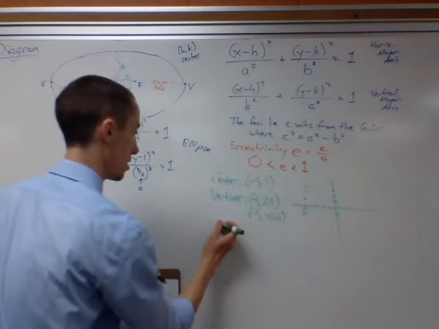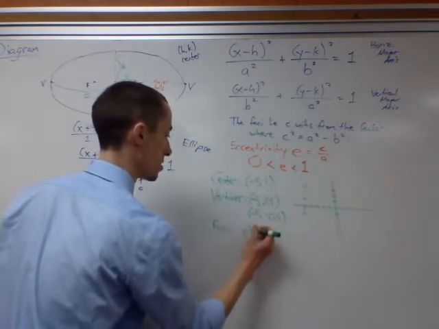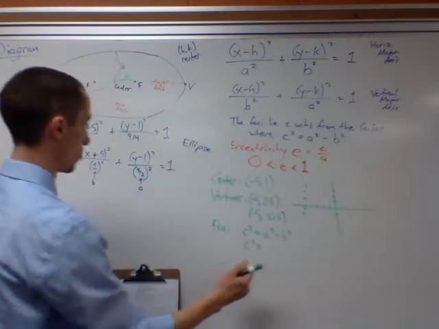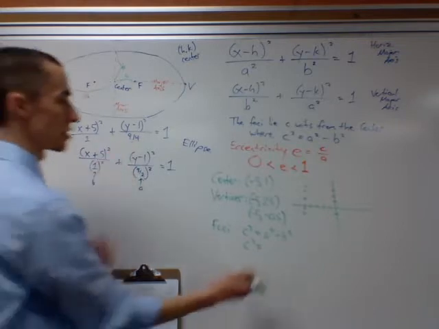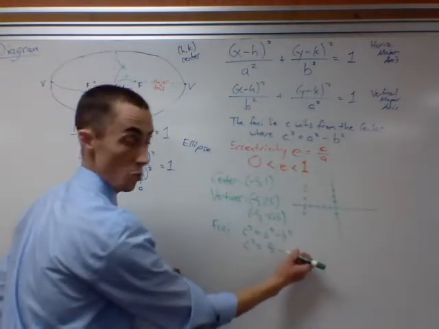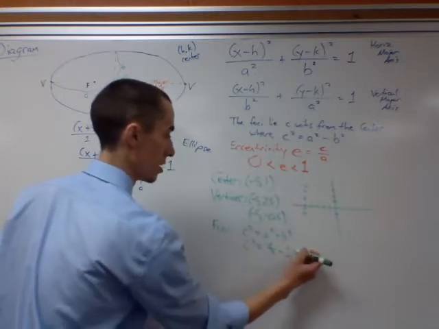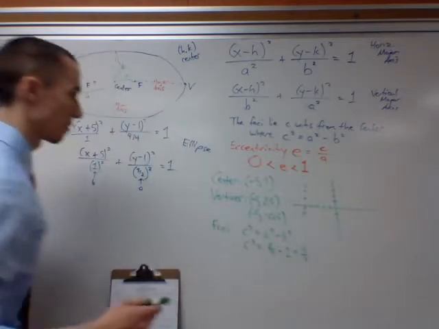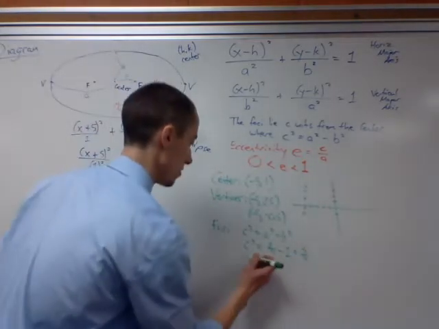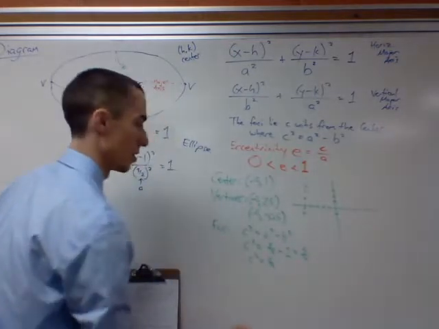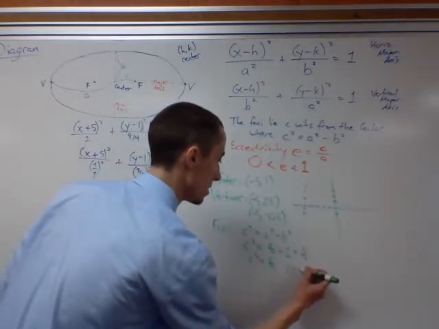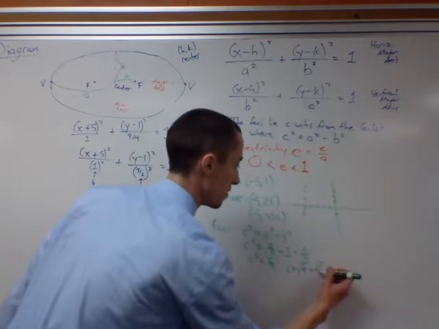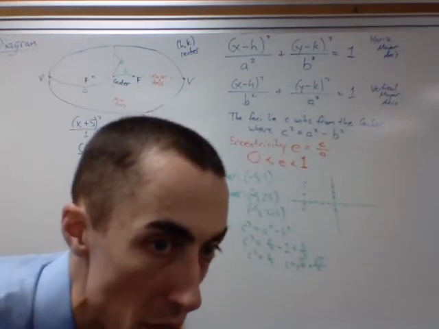Next, the foci. Use c squared equals a squared minus b squared. We said that a was 3/2, a squared is 9/4, b is 1, and so b squared is 1. Subtract, and we get 5/4 for c squared. And so c will be the square root of 5/4, which is the square root of 5 over 2. Yep, you should still be able to see that.